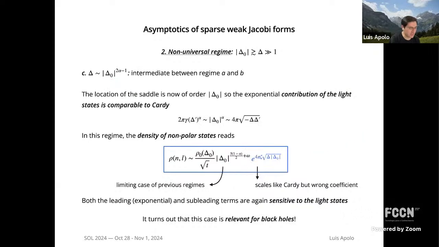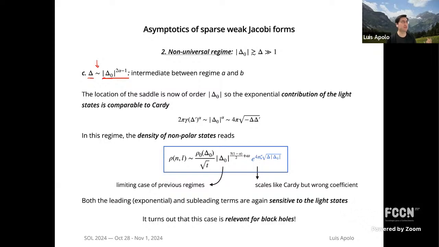But there's a marginal case that turns out to be interesting, which is the regime intermediate between the previous 2. So that's the case when delta scales exactly in this way. So this means that there's maybe some factor of order 1, but in the limit where delta naught is much greater than 1, delta must scale in this way.